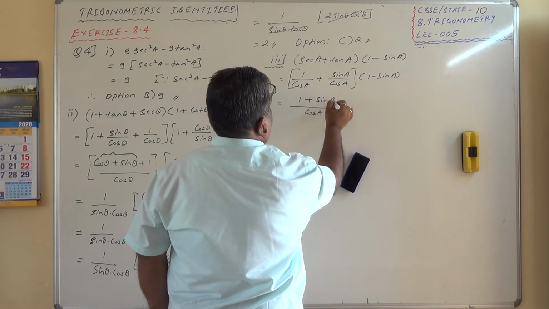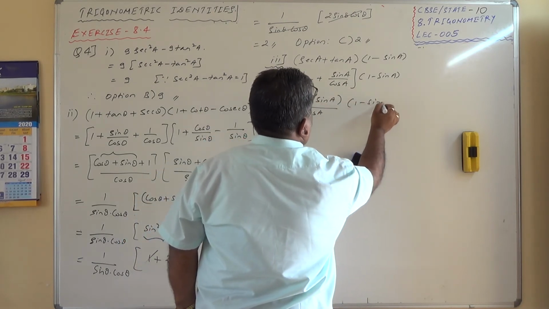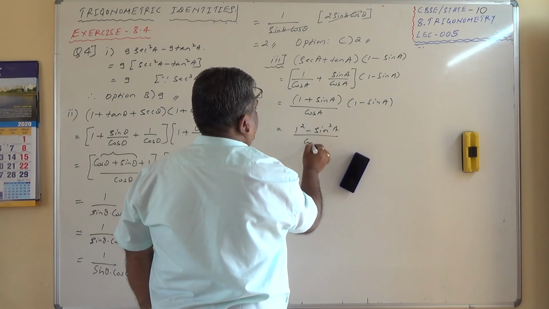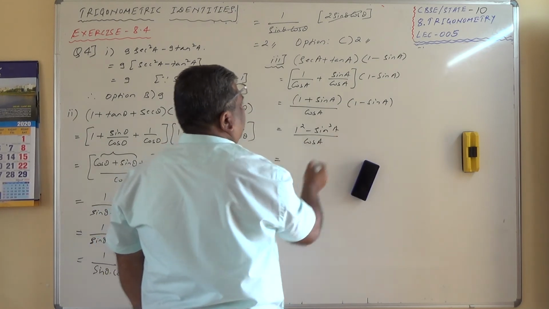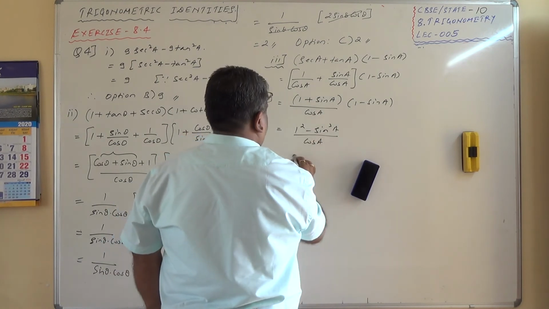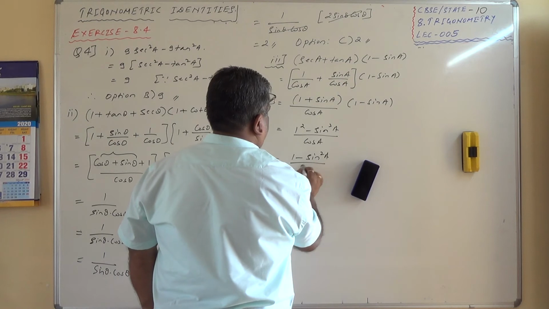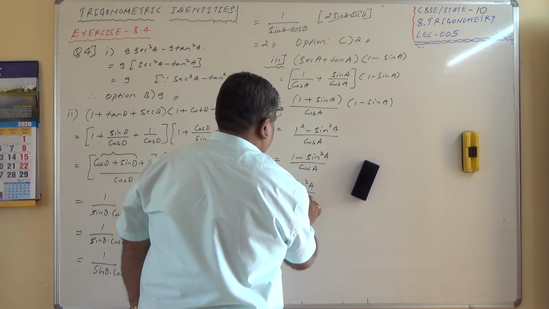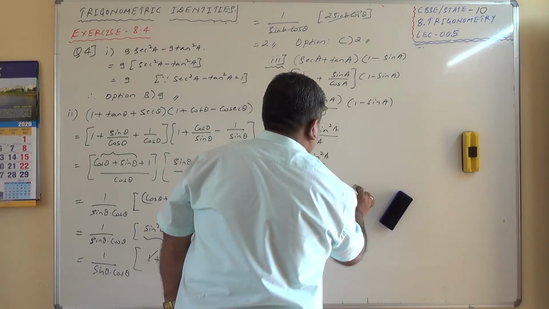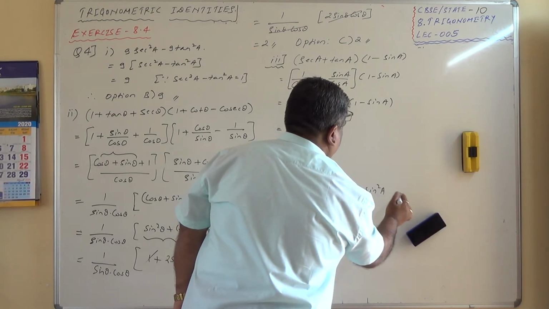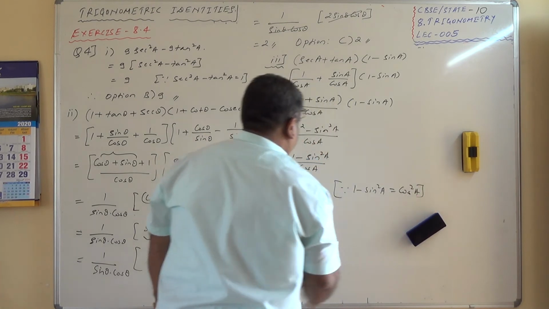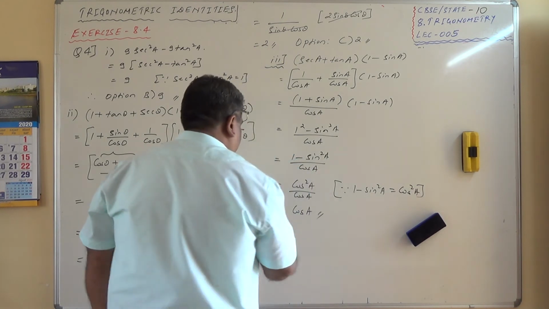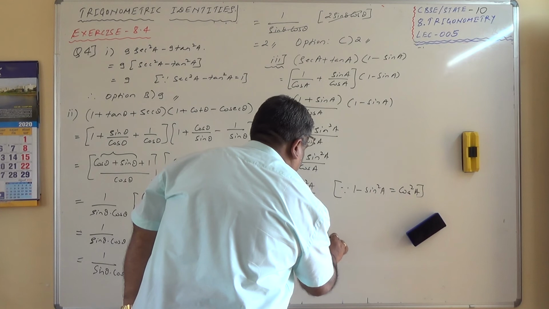1 plus sin A into 1 minus sin A, 1 square minus sin square A, divided by cos A. That is a plus b into a minus b, which is 1 minus sin square A divided by cos A. 1 minus sin square A is nothing but cos square A divided by cos A, because 1 minus sin square A equals cos square A, which equals cos A. So option D, cos A, is the right option.